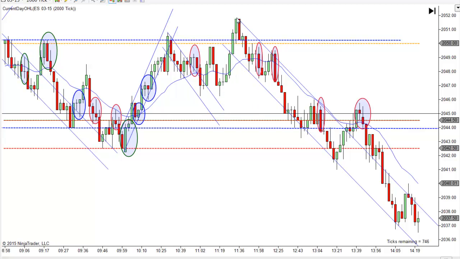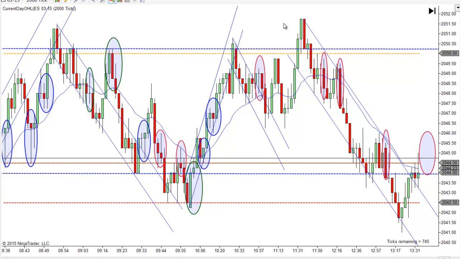It pushes higher. You get a failed break higher again, and it even went a little bit higher than that when it fails.